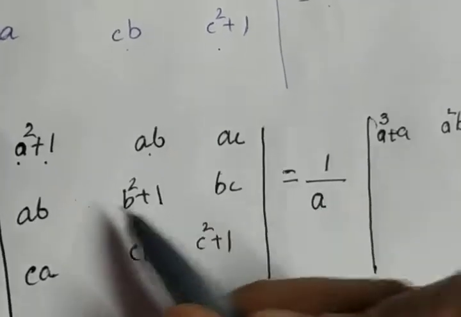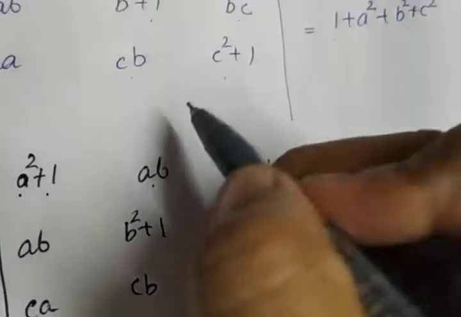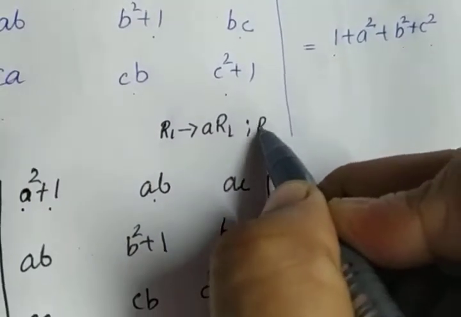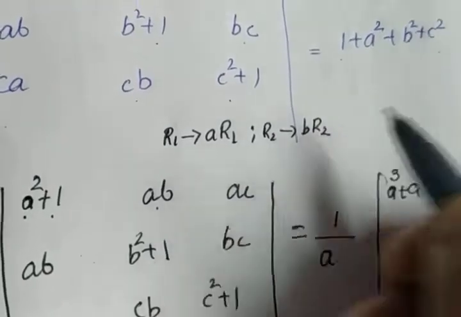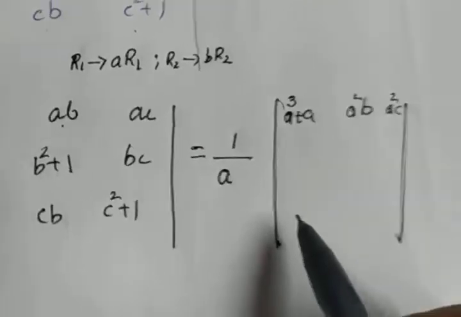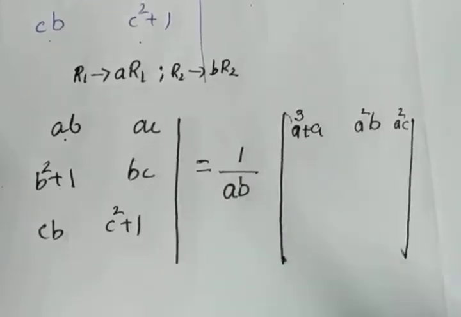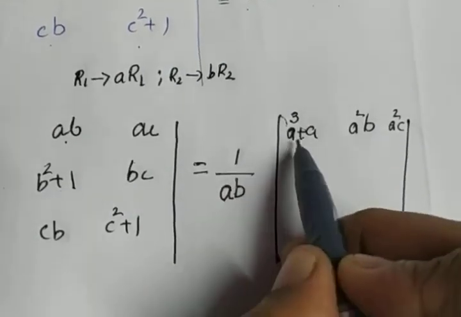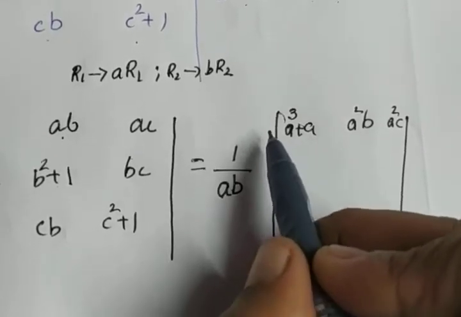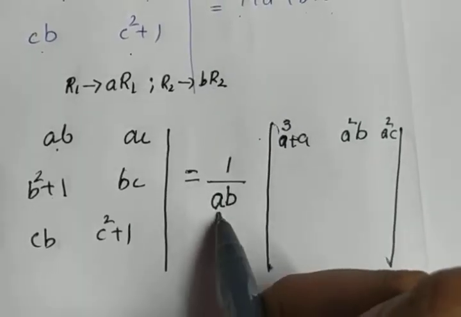To the second row I am multiplying with b. I will write the transformation: R1 changes to aR1, R2 changes to bR2. If I am multiplying with b, since I don't want to change the determinant value, I have to divide by b, so I am dividing it outside. Why are we doing this? Because if I take an a out from the first row to the outside, that a and this a must cancel, giving you the same determinant value. That is the reason why we are doing it like this.